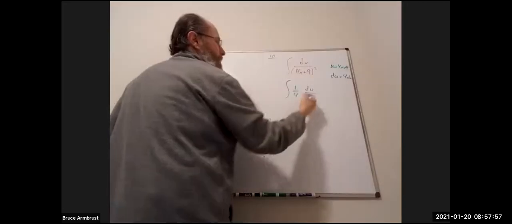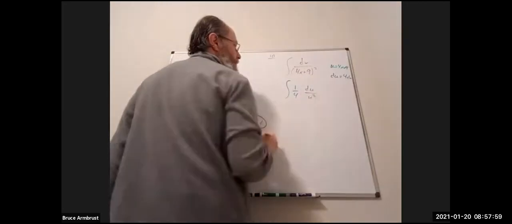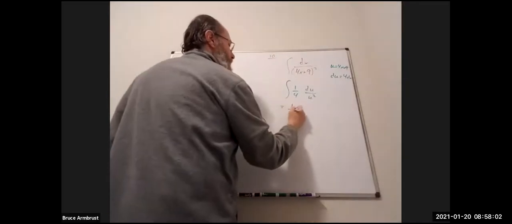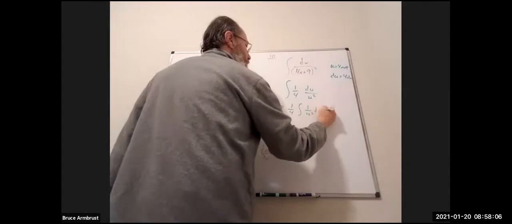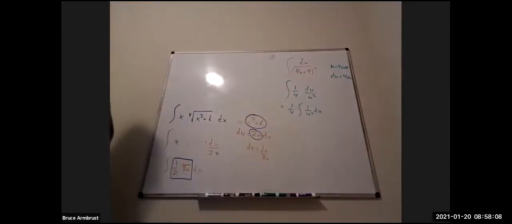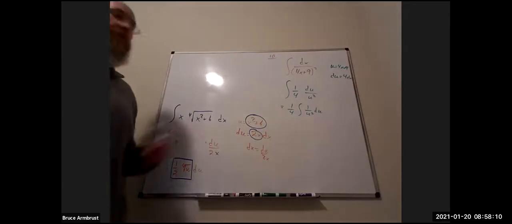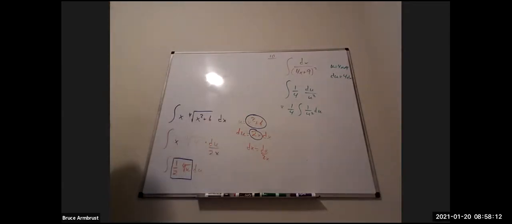And then the 4x plus 9 squared is u squared. So we're integrating 1/4 1 over u squared. So that substitution is going to bring us here. And now this one does ask us to go all the way through.